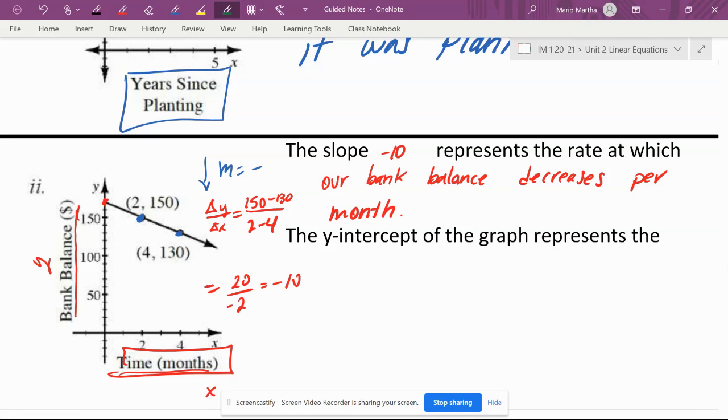Now, if you identify the y-intercept, so we're going by tens on the y-axis. So it's going to be 170. So our y-intercept is 170. So actually it should be 0, 170. So the y-intercept of the graph represents, now if you guys think about it, the initial balance, right, before you started measuring this. So it was the initial balance in the bank.